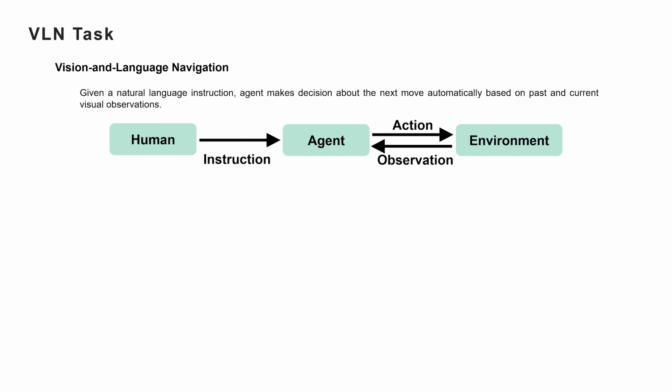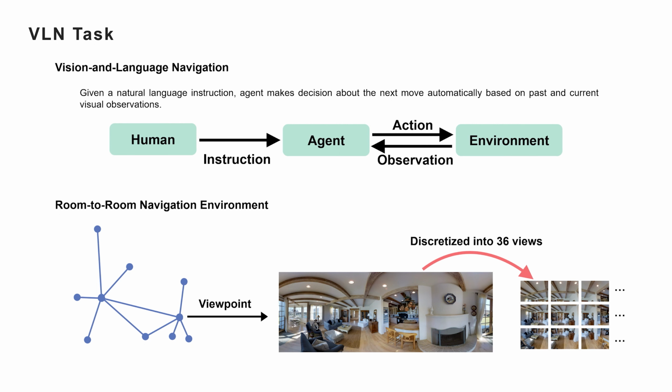Visual and language navigation involves humans providing natural language instructions to an agent, and then the agent automatically makes decisions about the next move based on past and current visual observations. In the discrete room-to-room navigation task, the environment is defined as a connectivity graph where the agent can move between vertices along the edges. At each viewpoint, the observations include 36 discretized views, among which the reachable views are referred to as candidate views. At each time step, the agent decides whether to move to one of the candidate views or to stop.